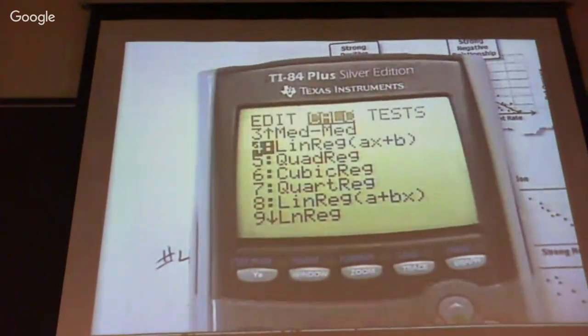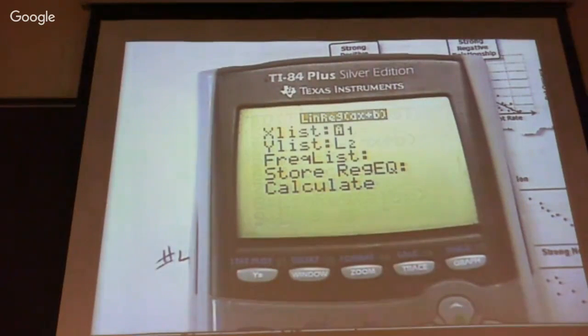Now, depending on your calculator, when you choose number 4, it's either going to look like this, where it asks for list 1 and list 2, or I don't have the other one. Does anybody have the other one?